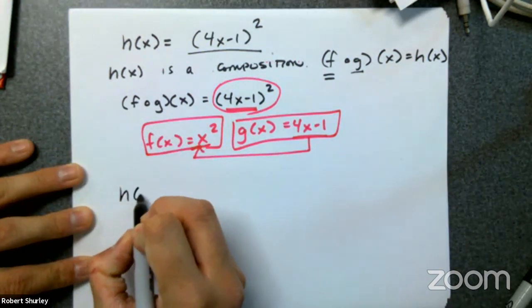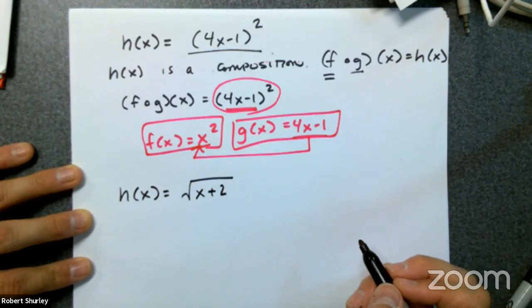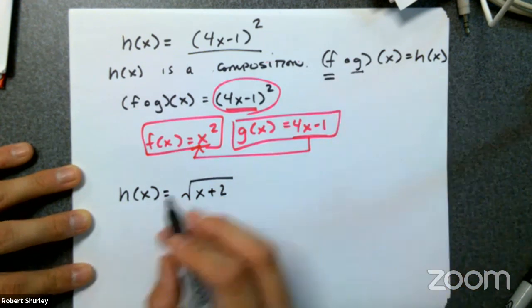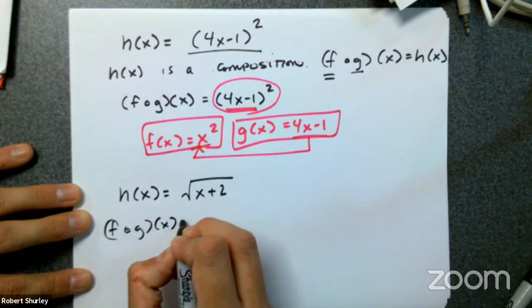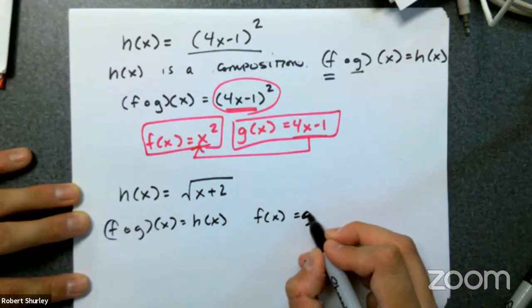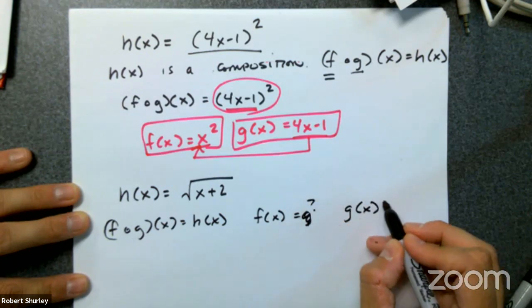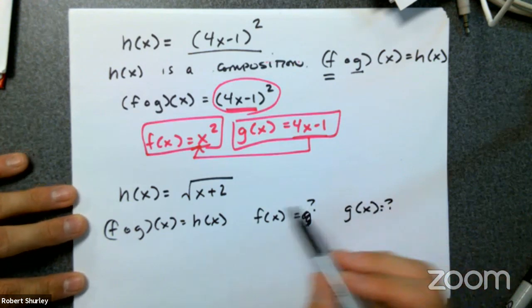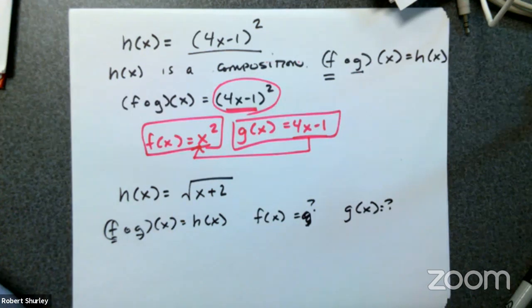Same thing though. h of x equals, let's say, the square root of x plus 2. And we know that it's a composition just like up here. f composed of g of x equals h of x. Now I'll give you just a minute. I want you to find f of x, and I want you to find g of x. So I need you to find the inside function. I need you to find the outside function. These don't last long, really. I mean, it's more about identifying.